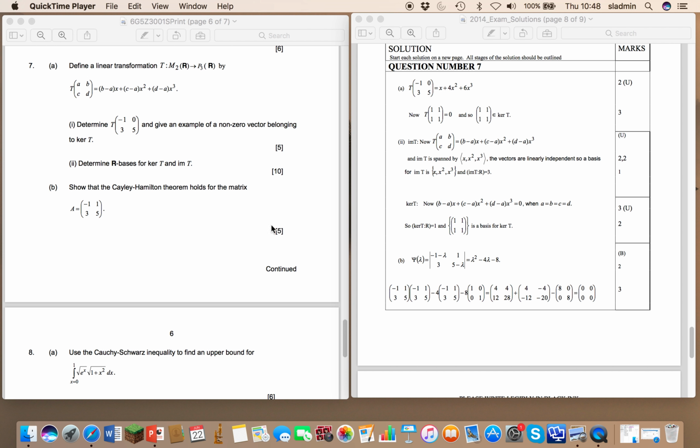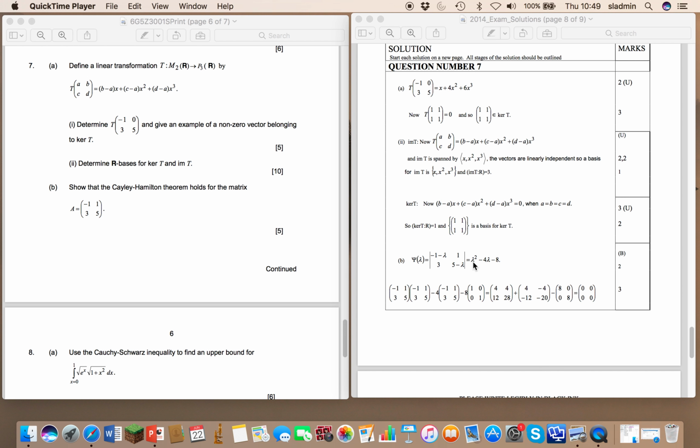For part B, the Cayley-Hamilton theorem states that a matrix satisfies its own characteristic equation. So we find the characteristic equation: we subtract lambda on the diagonal, find the determinant, and this is the characteristic polynomial, and then we set this equal to 0, and that gives us the characteristic equation.